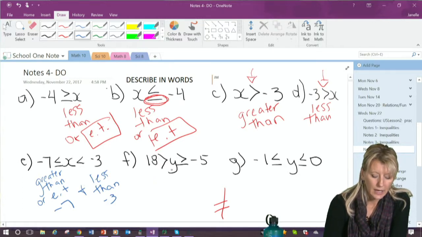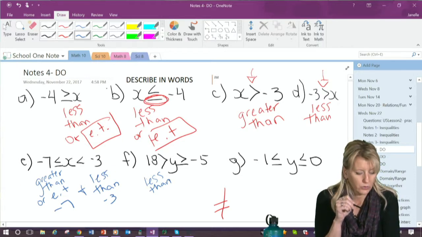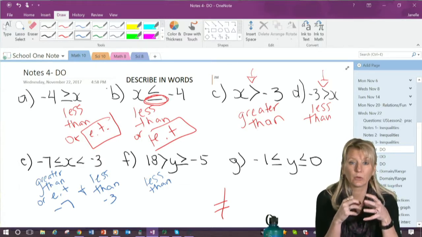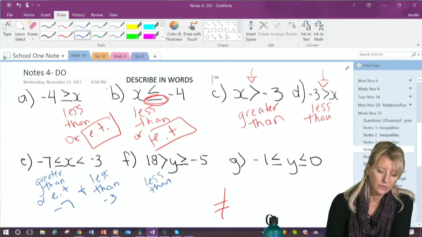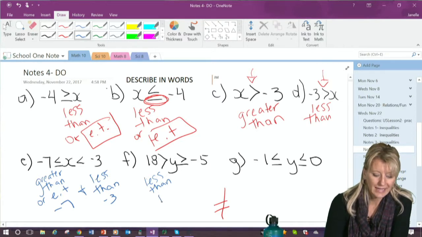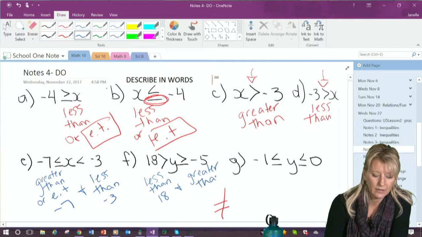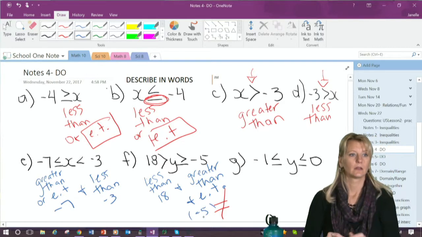This one you say y is less than, can we say -7 less than or equal to x? Yes, you can, but you usually refer to the x because that's what we're talking about. That's the thing we don't know. So we just say x is. So we usually are talking about the x first. Okay? So here y is less than 18, but it's not equal to. And it is greater than and equal to -5. Okay?